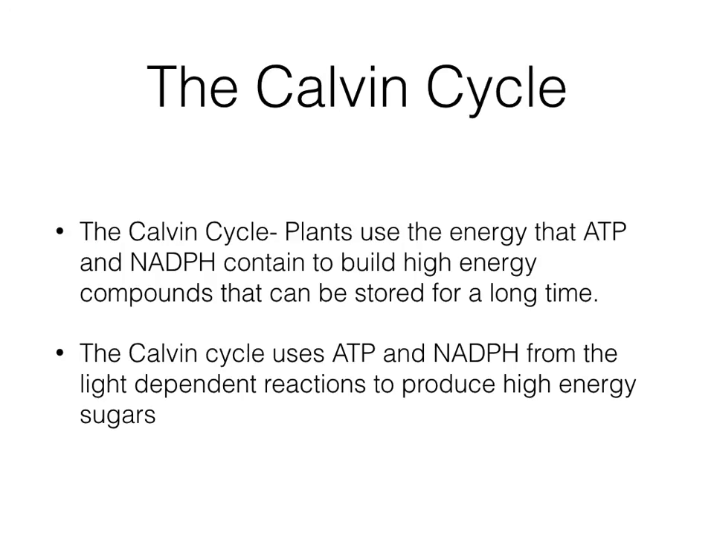Now, the Calvin cycle is the next part. We're going to take the ATP and NADPH created in the first reaction, the light-dependent reaction, and we're going to use them to power the Calvin cycle. In the Calvin cycle, plants use the energy that ATP and NADPH contain to build high-energy compounds that can be stored for a long time. The Calvin cycle uses ATP and NADPH from the light-dependent reactions to produce high-energy sugars.